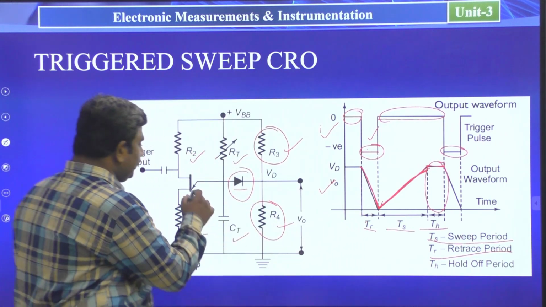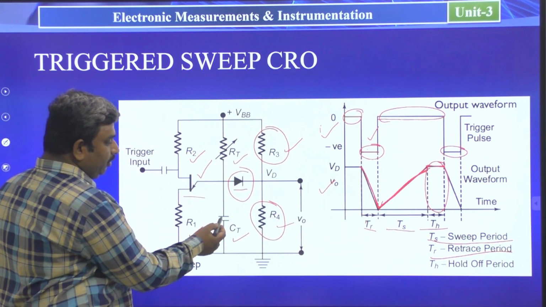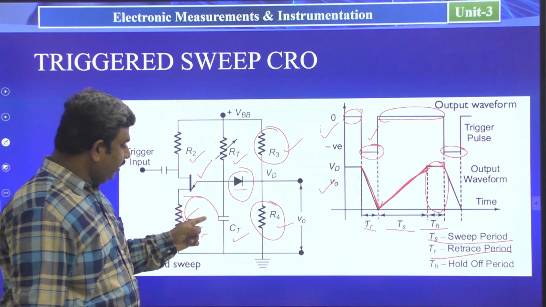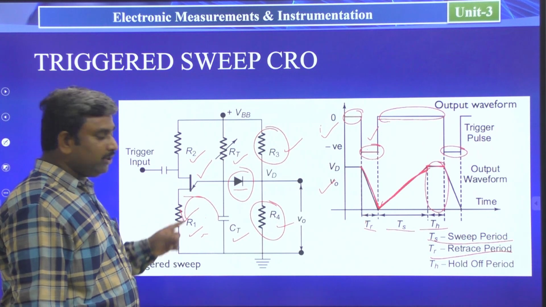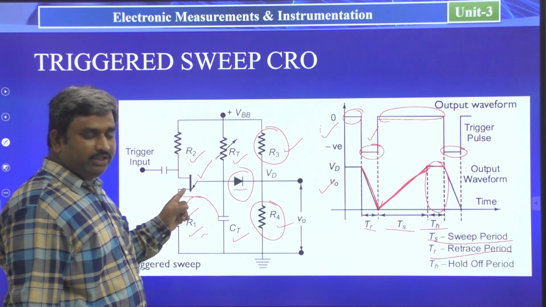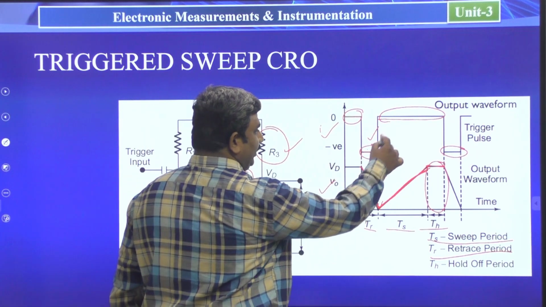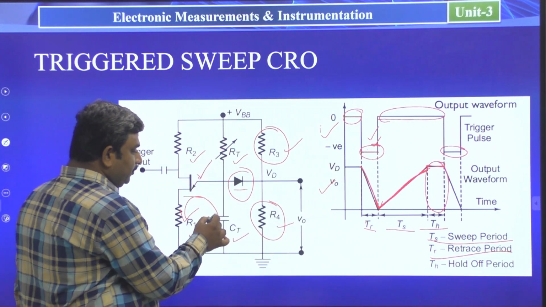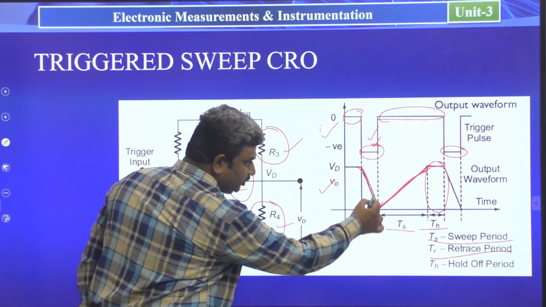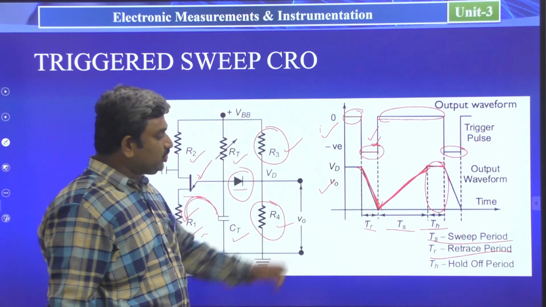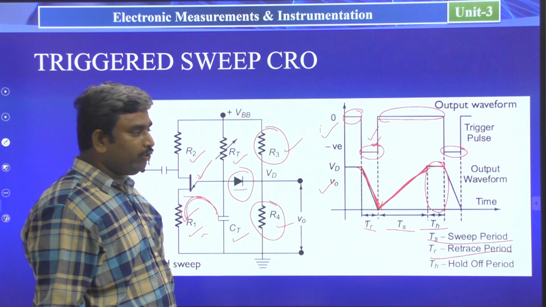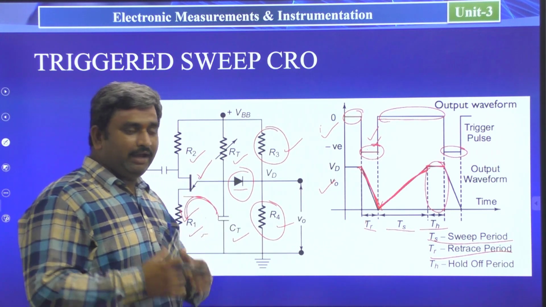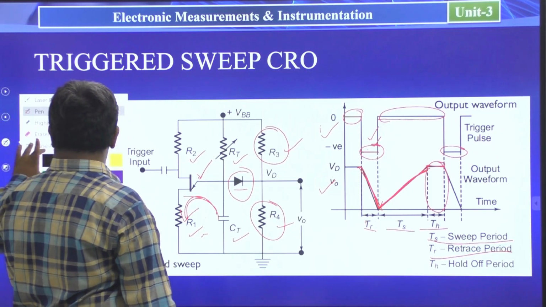Whenever the UJT transistor is in the on condition, only then is the capacitor going to be discharged. So for turning on this UJT, we are giving a triggering pulse. By giving this triggering pulse, the UJT is going to be on and the capacitor is going to be discharged rapidly, in this direction. So this is the major concept behind this topic.